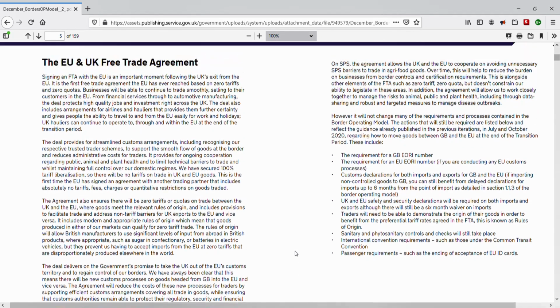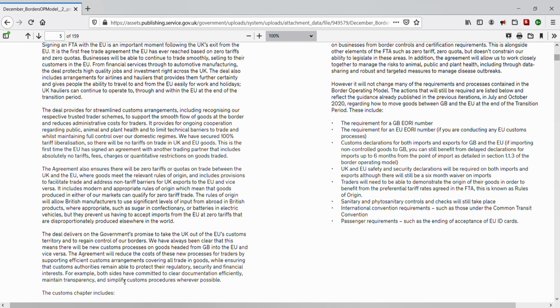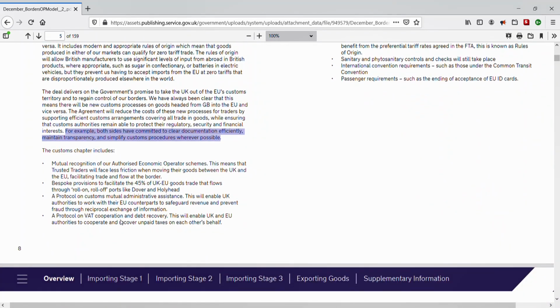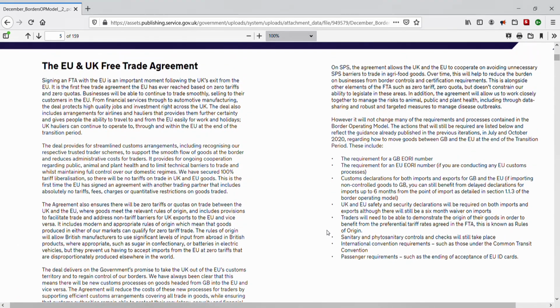Plus, a commitment to process customs documentation efficiently and maintain both transparency and ongoing work to simplify customs procedures wherever possible. Common protocols to prevent fraud too, as well as to recover unpaid taxes on both sides. All this, and more, as the result of the UK regaining control over its borders. Indeed, we might recognise the UK-EU trade agreement somewhat as a historic feat, achieved in time and to order, allowing businesses to continue trading smoothly. And that's great.